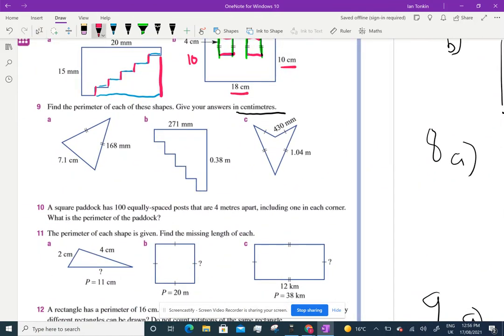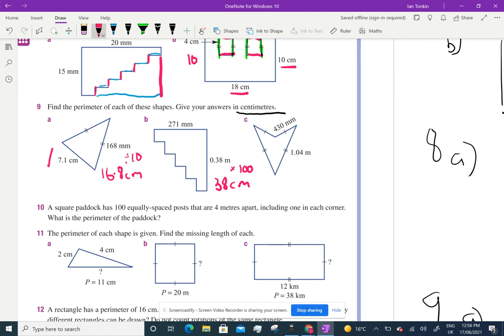So I have to make everything in centimetres. That's okay. That's already in centimetres. Here, millimetres to centimetres, I have to divide by 10, and I get 16.8 centimetres. Here, this is in metres. I have to times by 100. Now remember, use your calculator, but that's 38 centimetres.